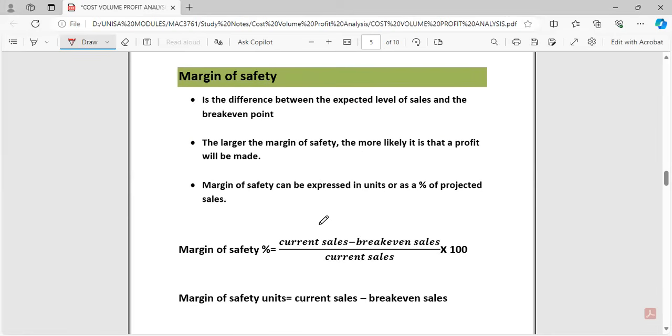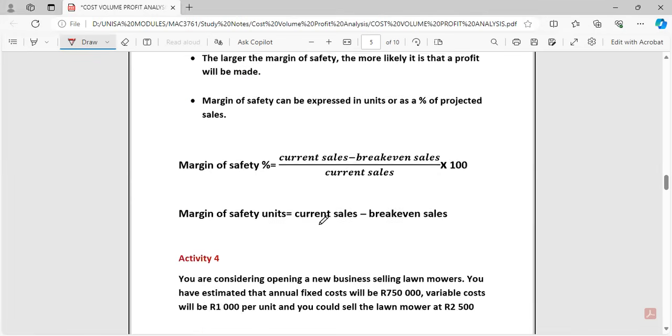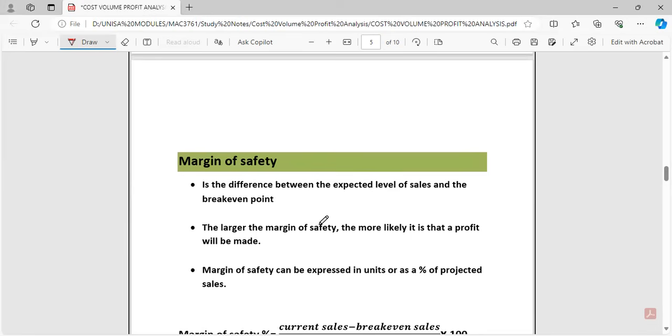I think we're just doing a revision for 2601. Let's look at the margin of safety. We also did this one in our 2601, margin of safety. We are now talking of how far your sales are from the break-even point. When we deal with the margin of safety, we want to see how safe the business is to keep on making profit if it happens that the sales level decreases. So that's a margin of safety.